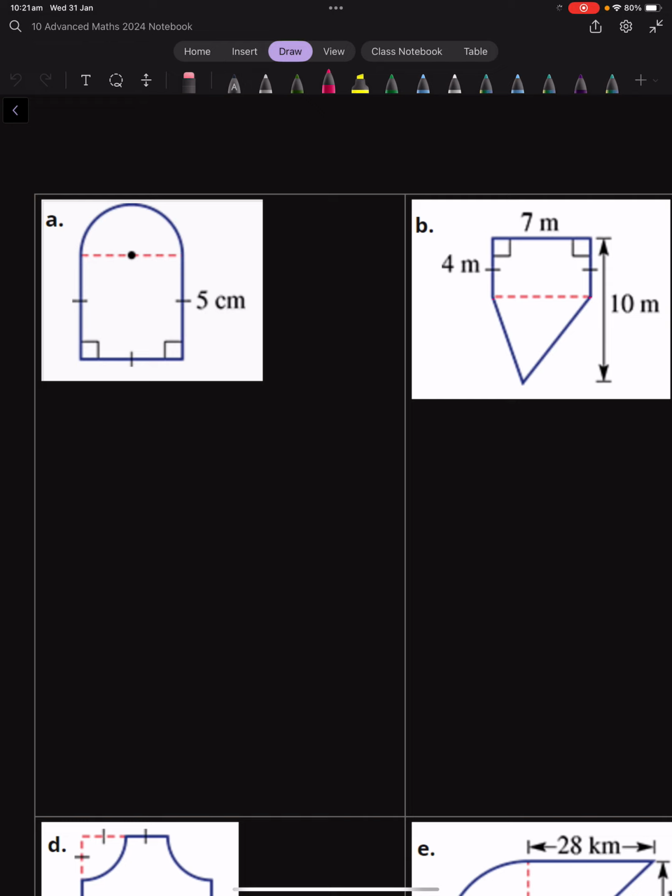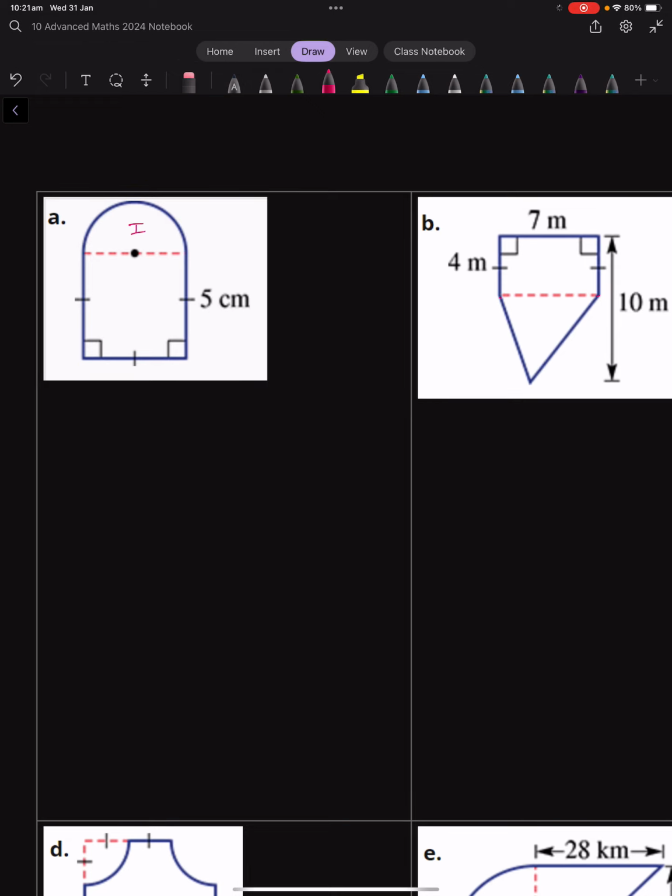All you've got to do with these ones is break them up into sections and then add the sections together. I'm just going to label them 1 and 2. You could use little semicircle and square when you were writing it, but the total area is going to be just the area of section 1 plus the area of section 2. Just making it easy for someone to follow my working.